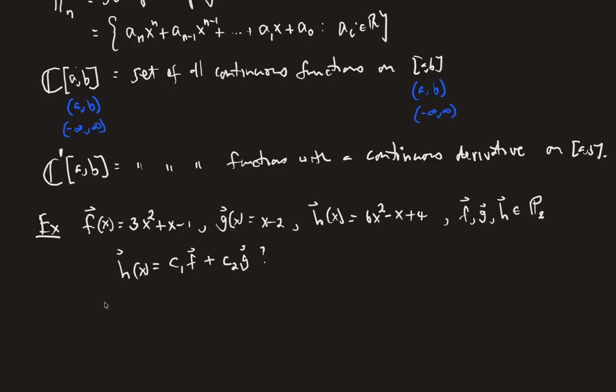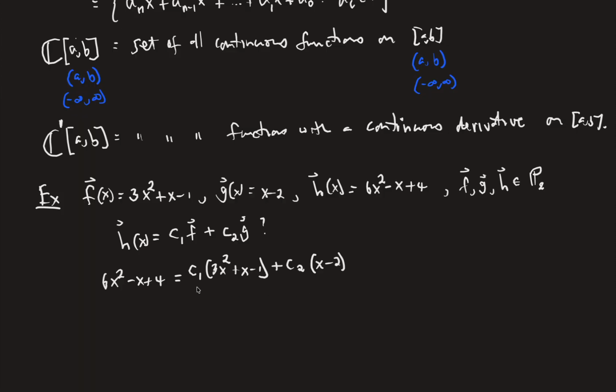So let me put the 6x squared minus x plus 4 on the left, and I'm just going to set up this equation and see what happens. So c1 times the quantity 3x squared plus x minus 1 plus c2 times the quantity x minus 2. All right. Well, let's go ahead and actually do our vector operations on the right-hand side. The left-hand side is already in the standard form for a second-degree polynomial. So not much to do there.